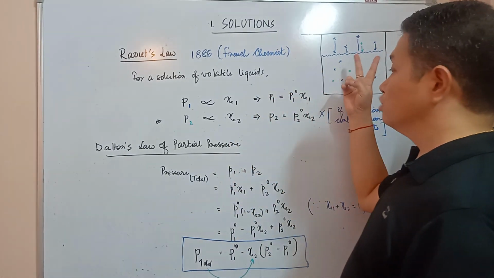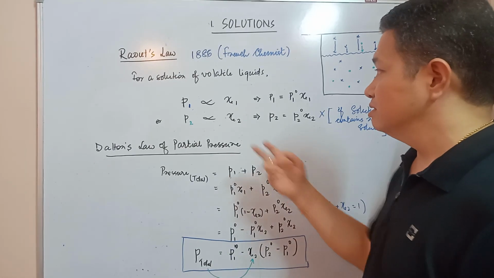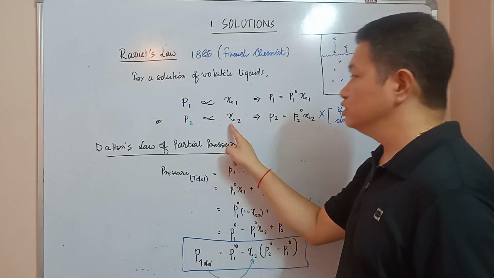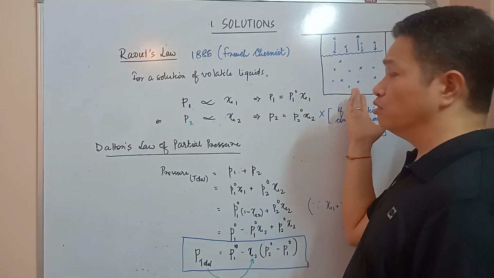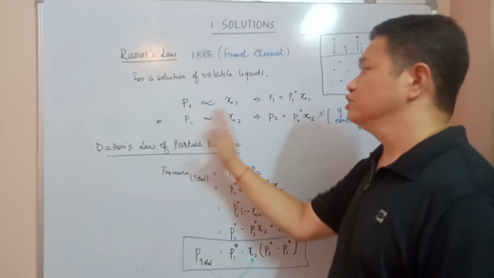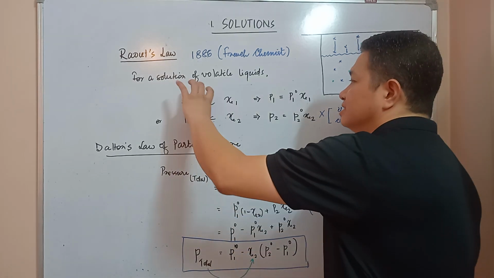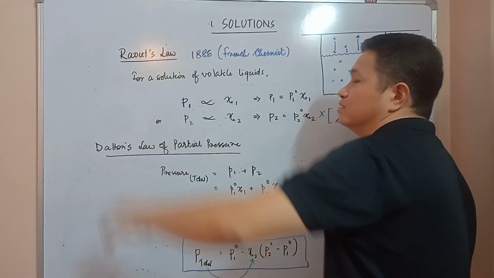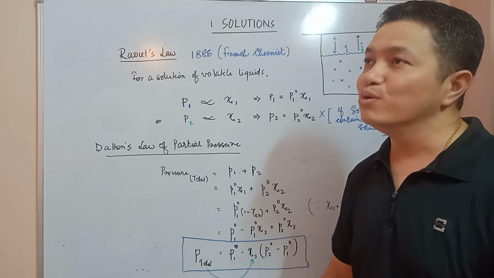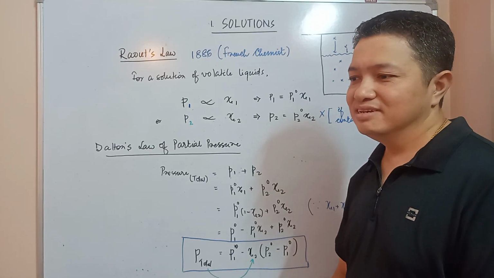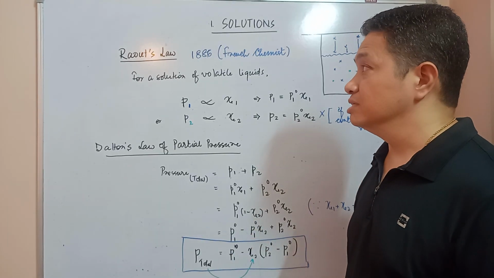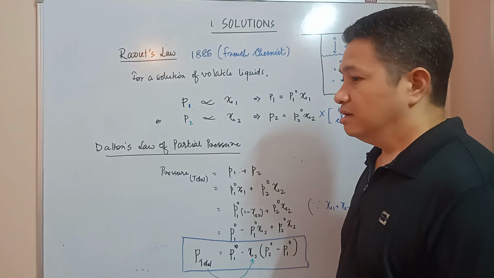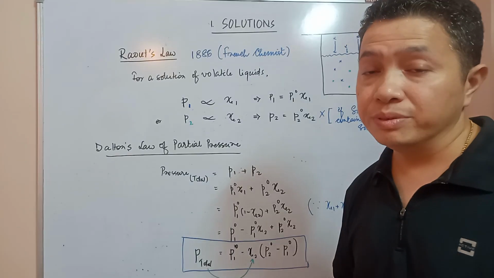In a similar way, if there are two components, the green one denotes the second component. And similarly, the partial vapor pressure of the second component, component number 2, is also proportional to its mole fraction. So this particular statement is what we call Raoult's law. If you understand it, it's very easy, and if you don't, you cannot answer the questions on its applications. Raoult's law has a very great use and application in learning the colligative properties of the solution.